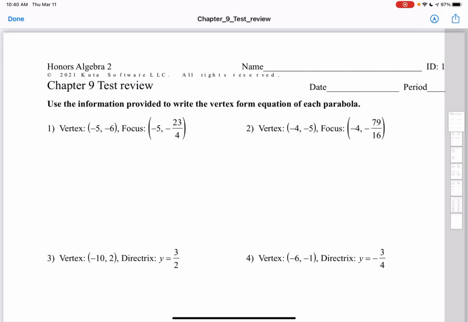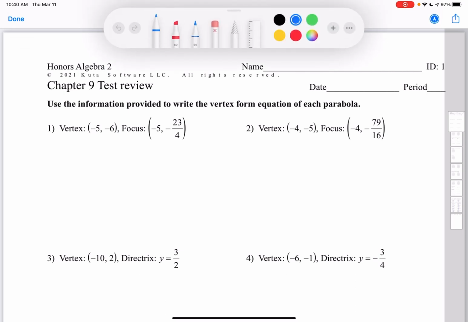Okay, so first one. Use the information provided to write the vertex form of an equation of a parabola. So remember vertex form. Vertex form is y equals a times (x minus h) squared plus k. And again, it's all going to depend on which way it goes. But you could put an x in there as well. So x is equal to a times (y minus k) squared plus h.